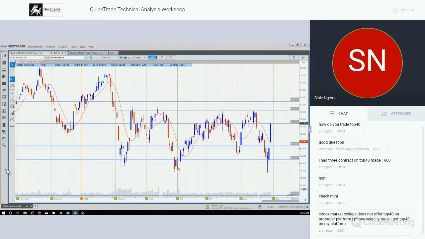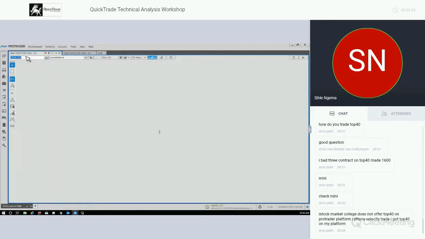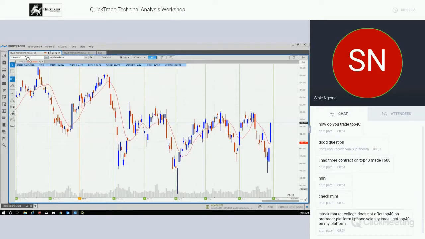You can trade either the top 40 ETF or the OMI. Let me check. I think there is the top 40 ETF there. Top 40 CFD. We have the top 40 CFD, Arun. You can actually trade that one. That's the top 40 CFD.